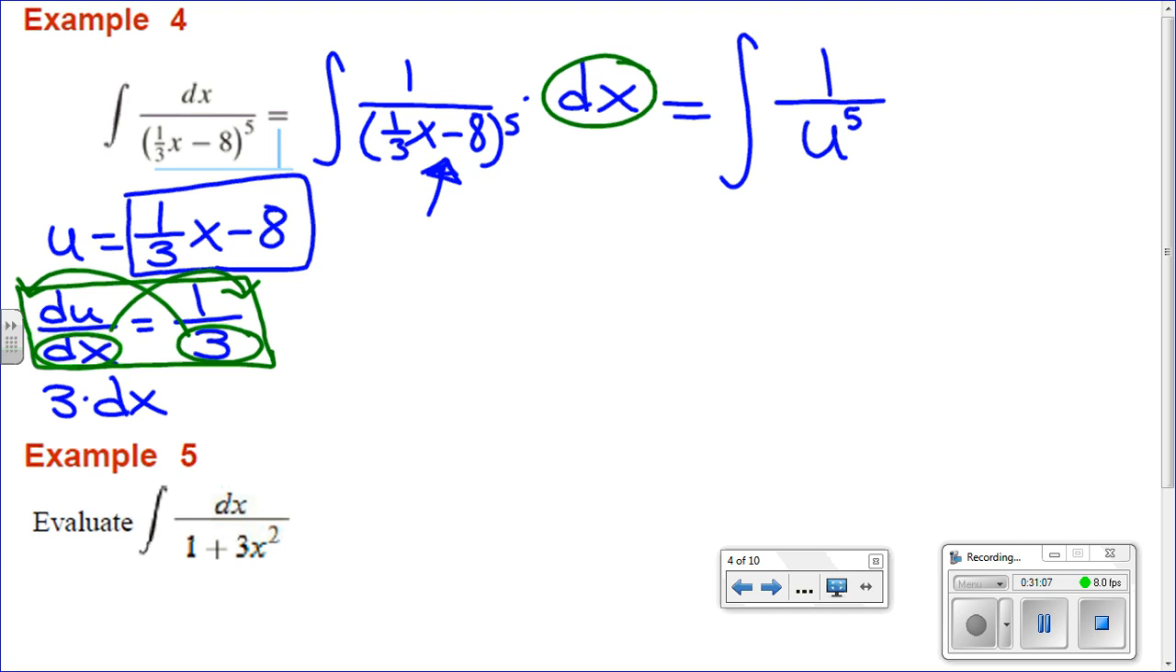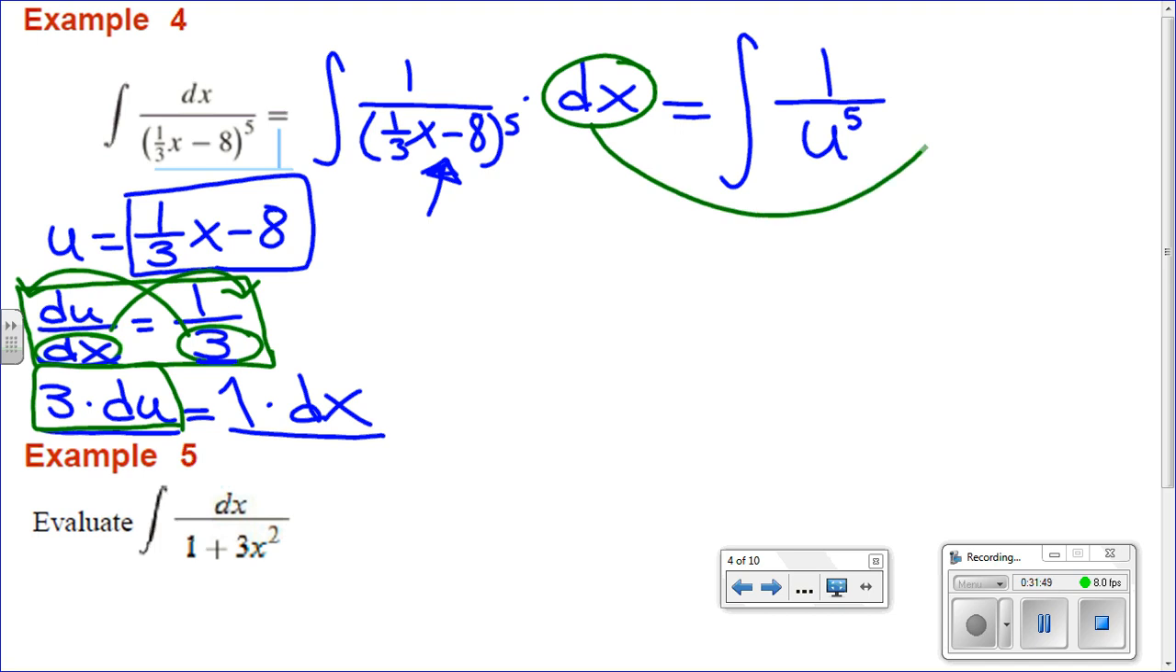U. I'm sorry. U. 3 times du equals 1 times dx. Right? Are you guys okay with that? I just took this dx to the left, so now it's multiplying. I took the 3 to the left, now it's multiplying. Okay, so now, can you guys imagine what we're going to substitute dx with? This dx, right here. What should I write instead of dx? 3du, right here. So that is substituted with 3du.